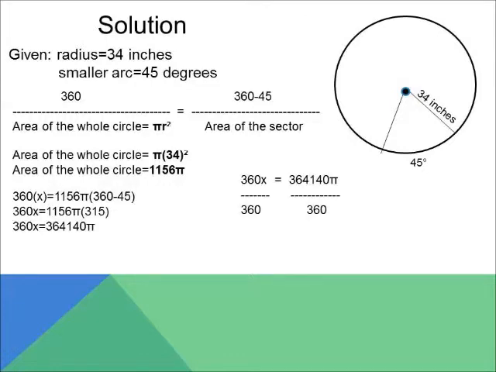After dividing each side by 360, we find that x is equal to approximately 1,011.5 pi inches squared, or 3,177.72 inches squared, or 264.81 feet squared.